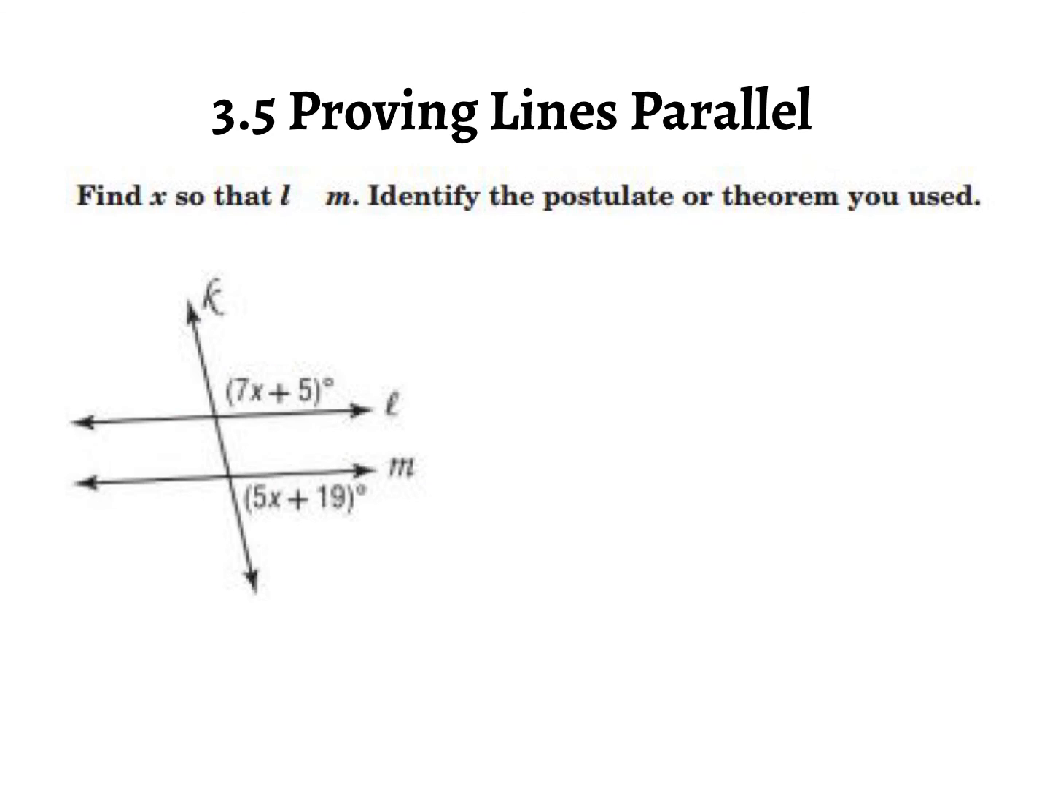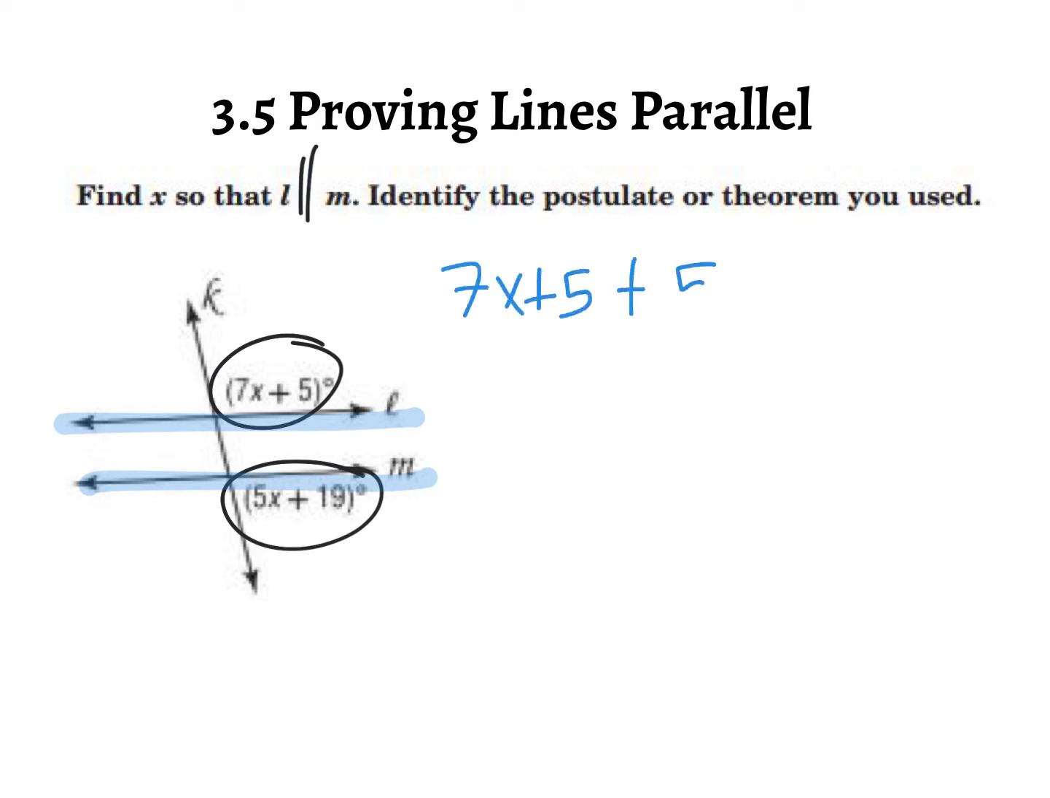In this example, I want to prove that L is parallel to M. The two vertical lines there mean that they're parallel, so L is parallel to M. To prove that they're parallel, we call these consecutive exterior angles. Those two angles have to add up to 180 in order for these two lines to remain parallel. They must add up to 180. So I'm going to make this true. I have 7x plus 5 plus the other angle, 5x plus 19, has to equal 180 in order for these lines to be parallel. And we solve, right?